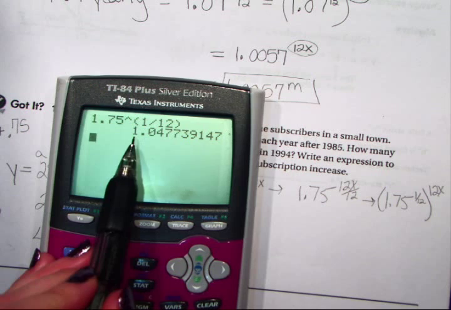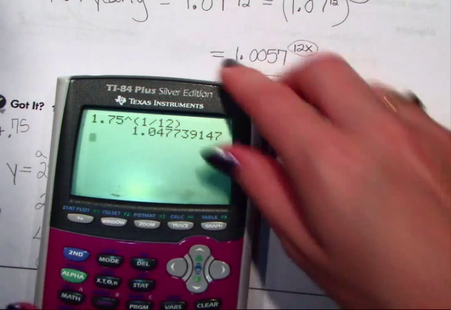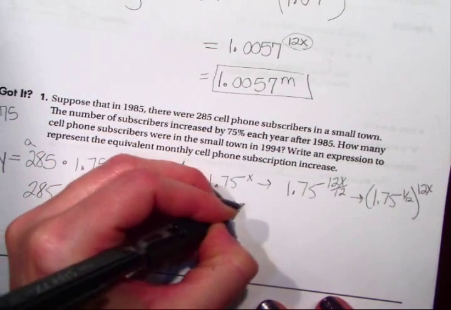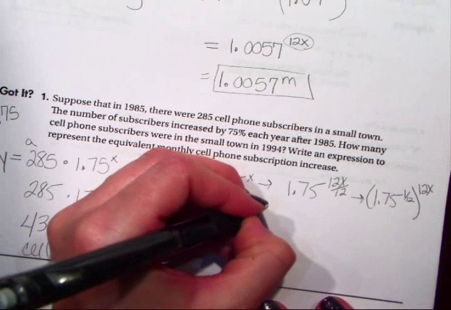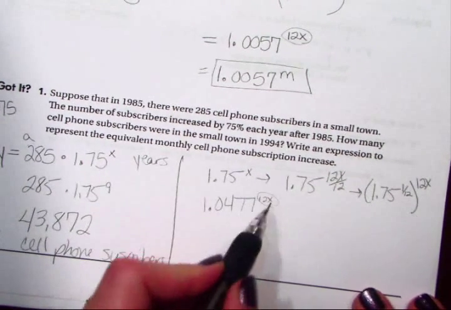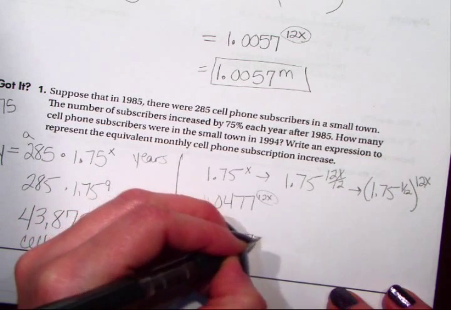Exactly. Okay, so we're going to use 1.0477. 1.0477. And that is to the 12x power. But this is actually still in terms of year. If I want to change this into a month, what do I just change this into what letter? M. So 1.0477 to the m power.